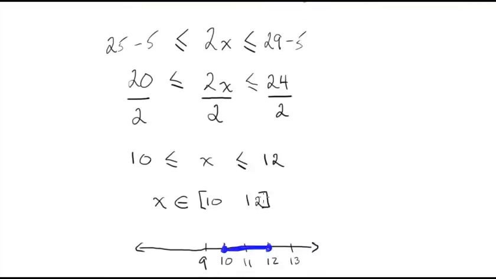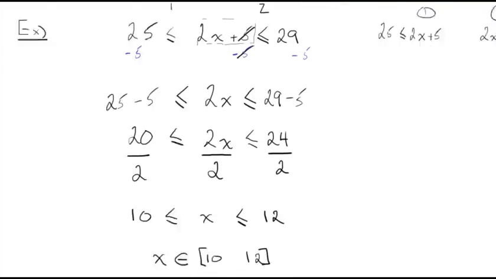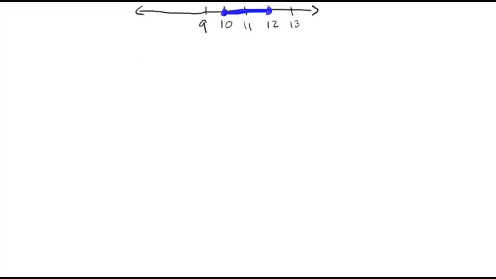Right? If I took a number between 10 and 12, say 11, and I put it into this original inequality, then I should get a number between 25 and 29. And really anything between 10 and 12, including 10 and 12, should work. Okay, so that's a double inequality. Here's another example of a double inequality, which might not look like a double inequality at first.